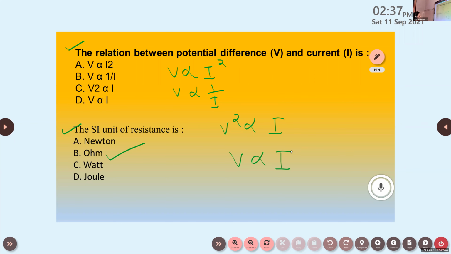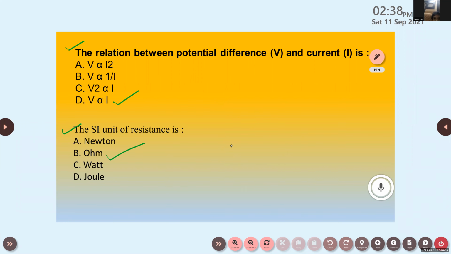According to Ohm's law, we know that potential difference across the ends of a conductor is directly proportional to current flowing through the conductor whenever the temperature remains constant. That is, V is proportional to I. So option D will be right. Okay, so boys team scores 1 mark.